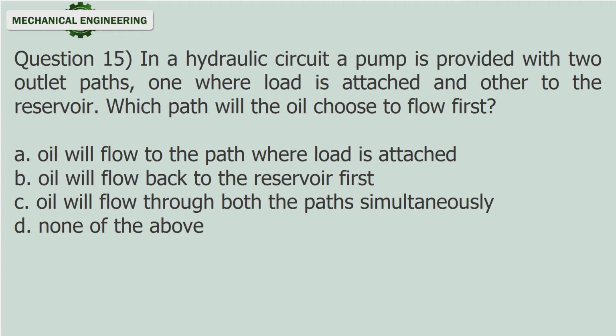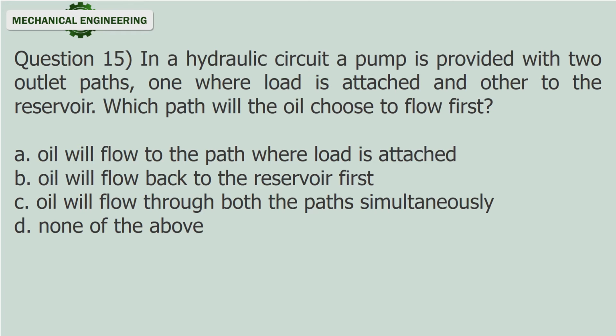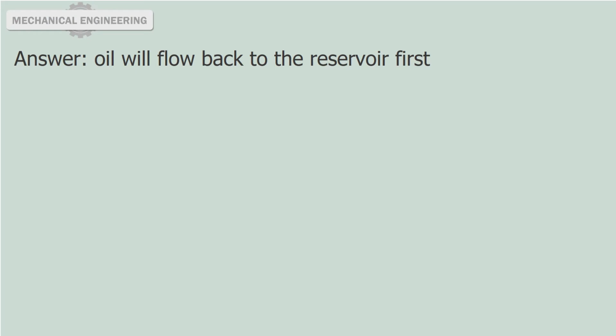Question 15. In a hydraulic circuit, a pump is provided with two outlet paths, one where load is attached and other to the reservoir. Which path will the oil choose to flow first? A. Oil will flow to the path where load is attached. B. Oil will flow back to the reservoir first. C. Oil will flow through both the paths simultaneously. D. None of the above. Answer: oil will flow back to the reservoir first.